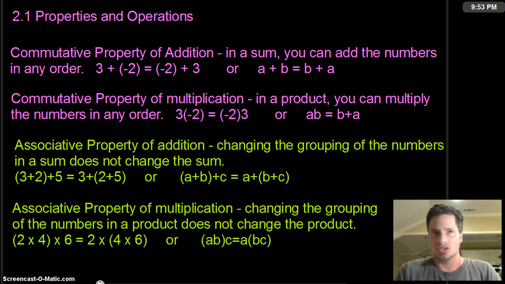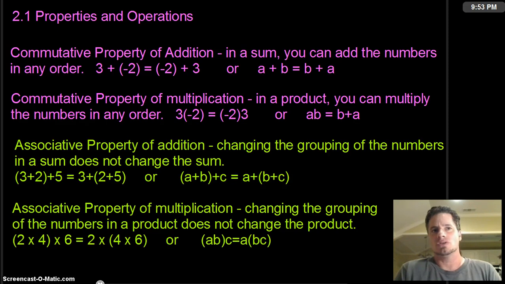Commutative property of multiplication, same concept. I just changed the order. One's moving from the first position to the second position. One's commuting from the second position to the first. You can change the order and you still get the same answer. We do not have a commutative property of subtraction. If you change the order, you change the answer. Also of division. You can't do that either.